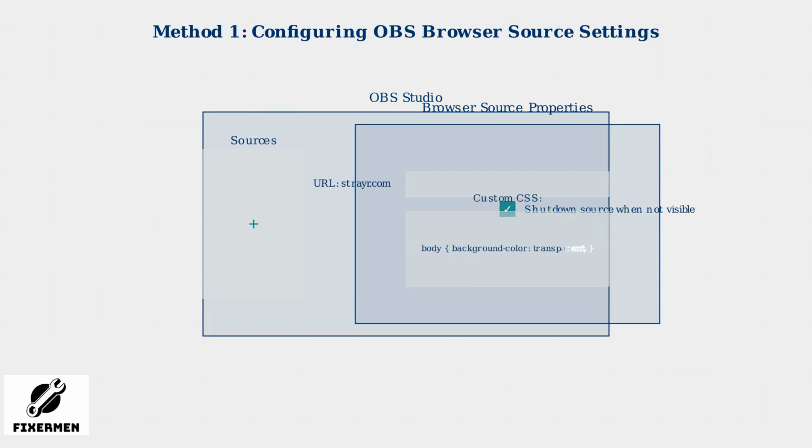Next, in the Custom CSS section, add this code to force transparency: body background-color: transparent. This ensures OBS interprets the alpha channel correctly.